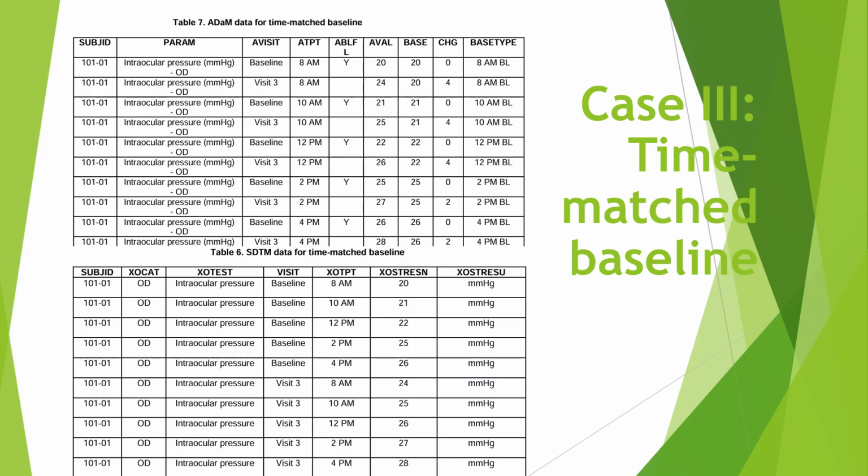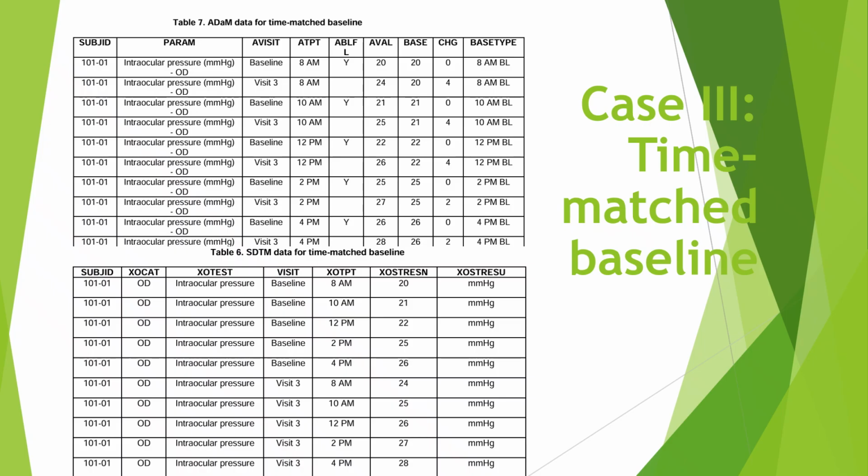Considering all this, one can implement the ADaM dataset as shown in table 7 here. In this example, there are 5 different baselines per subject per parameter, and no extra records have been created. Right now, the ADaM dataset which I am showing you is sorted based on the time point variables, because of which after the baseline record for each time point you have the post baseline record for the respective time point.